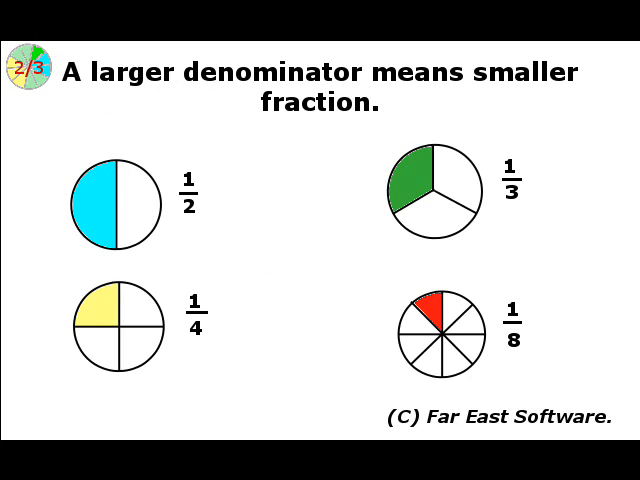Let us see some more examples. In this figure, we see 4 separate figures representing the fractions 1 by 2, 1 by 3, 1 by 4 and 1 by 8. If we compare the first two fractions, we see that the numerator for both the fractions is the same, that is 1. However, the denominator of the second fraction is larger, that is 3, while the denominator of the fraction on the left is smaller, that is 2. But we see that the fraction 1 by 3 is actually smaller than the fraction 1 by 2.